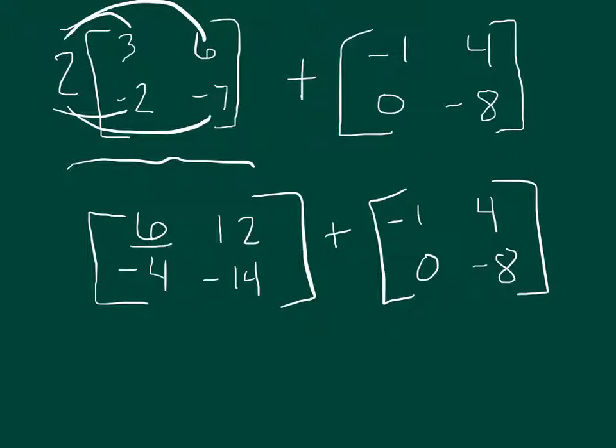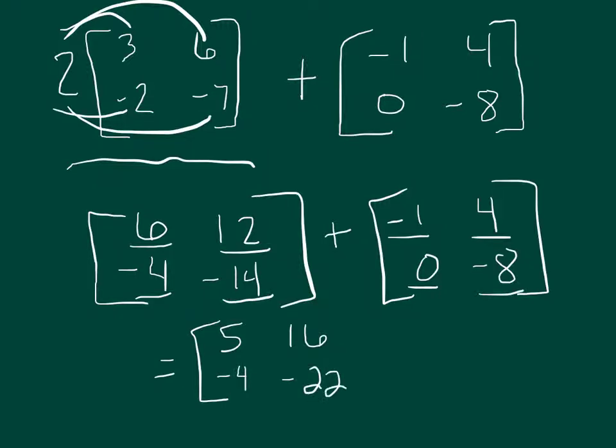So 6 plus -1 is 5. 12 plus 4 is 16. -4 plus 0 is -4, and -14 plus a -8 is -22, and then you're done.